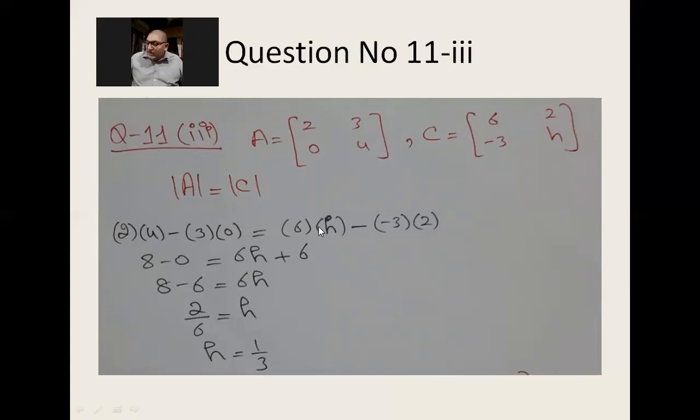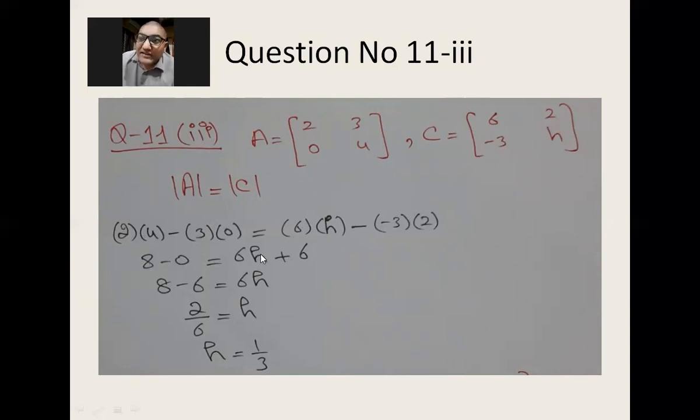So question number 11 and its third part is showing up on your screen, and it says A is equal to 2, 3, 0, 4, C is equal to 6, 2, minus 3, and h. It is given to us that the determinant of A and the determinant of C are both equal. So the determinant of this will be 2 into 4 minus 0 into 3. Determinant of this will be 6 into h minus 3 into 2. So here I have written that 2 into 4 is 8, 0 into 3, that's 0. Here 6 into h, 6h, minus 3 into 2, it will be plus 6.